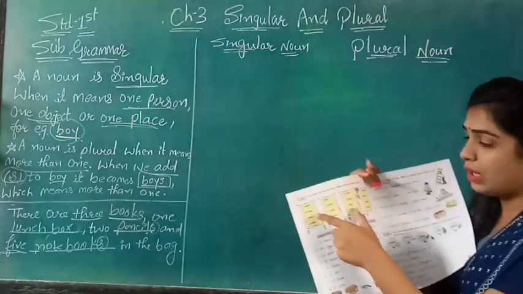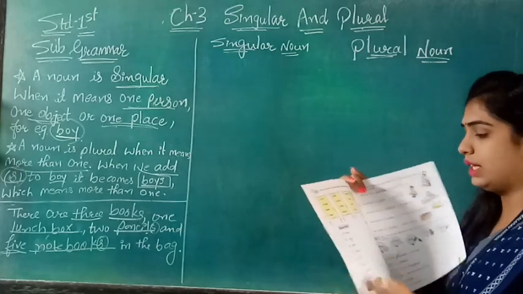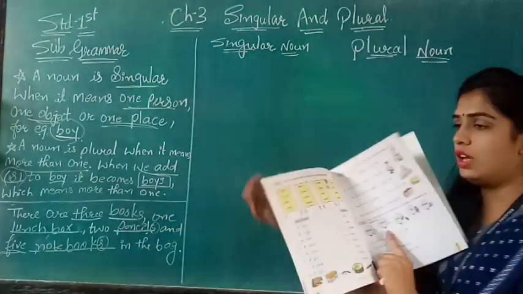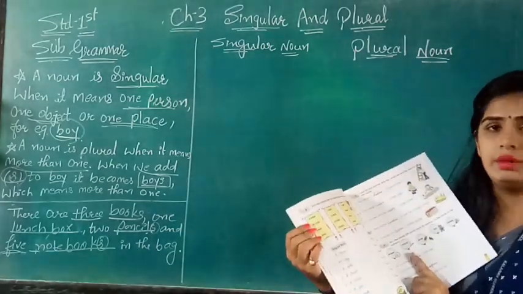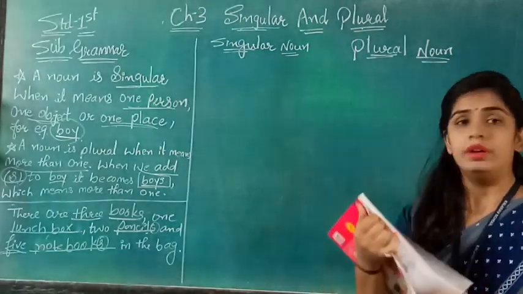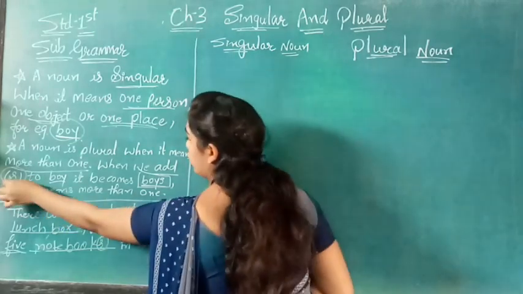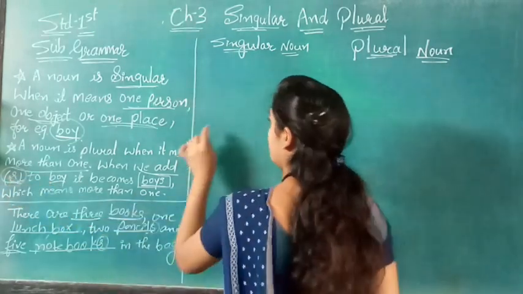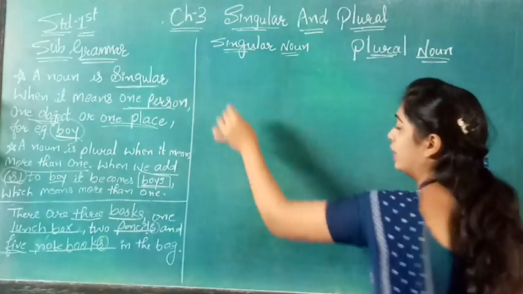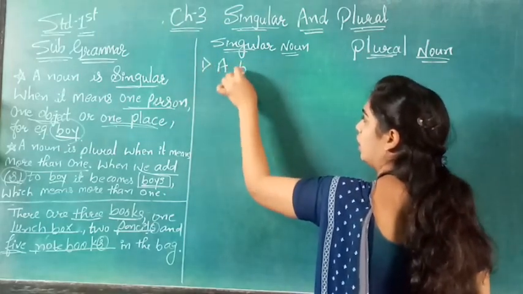So we have to find out the words which are singular and which are plural. Okay, so let's start with this. Now see here, first one it is given a beer. Beer means we are not adding here S. See, in plural we have to add S. Beer means it is only one, so we will write it in singular.